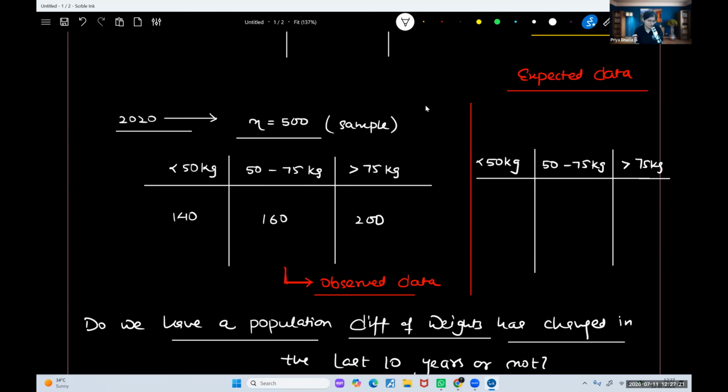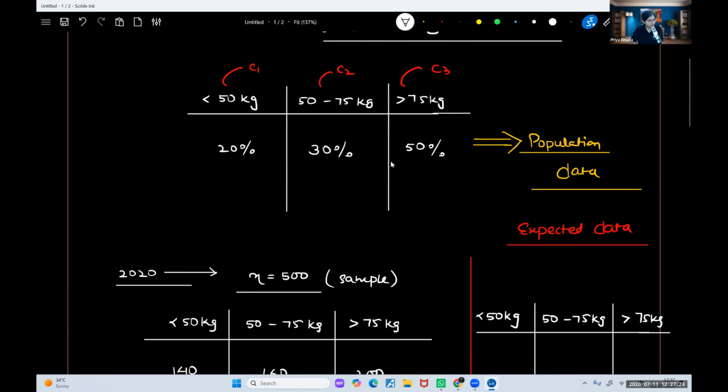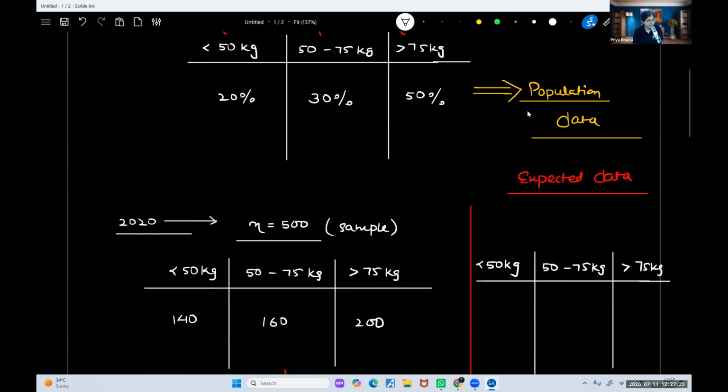120 कैसे आया? आई एम नॉट श्योर. तो कैसे पता लगाओगे? You will be like कि ठीक है, ये तो बड़ा आसान सा काम है. एक्सपेक्टेड डेटा बता रहा ना. मुझे पता है कि 2010 में पॉपुलेशन डेटा का डिस्ट्रीब्यूशन कैसा था. 20% लोग लेस देन 50 kg में थे. तो अगर मैं यहाँ पे 500 सैंपल्स को लेके चलता हूं, तो 20% ऑफ 500 कितना होता है? क्या हम नंबर निकाल सकते हैं? क्या हम वैल्यू निकाल सकते हैं? What will be the value of 20% of 500?